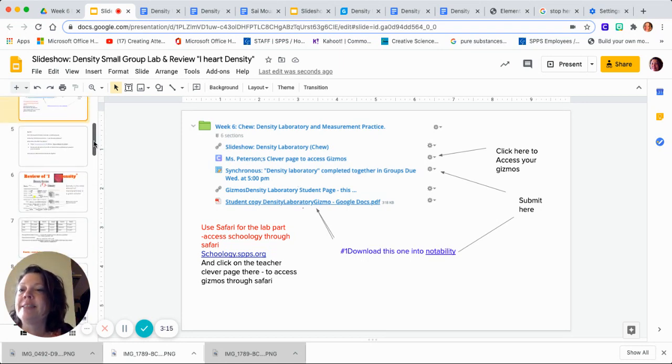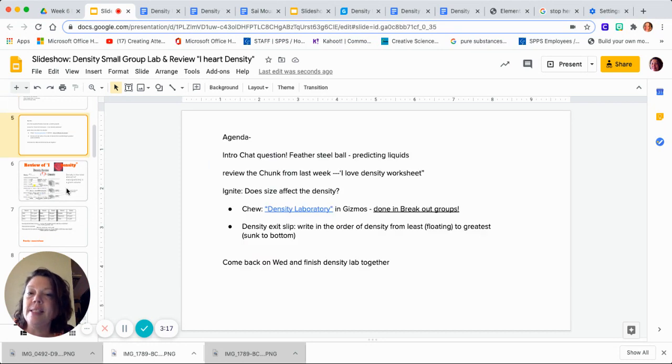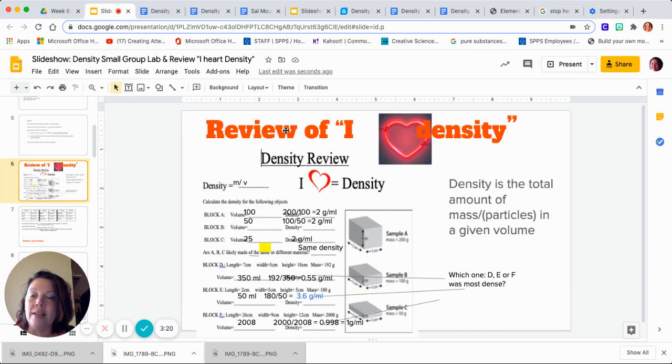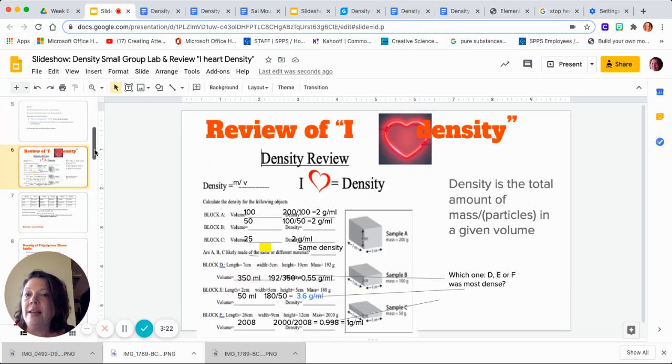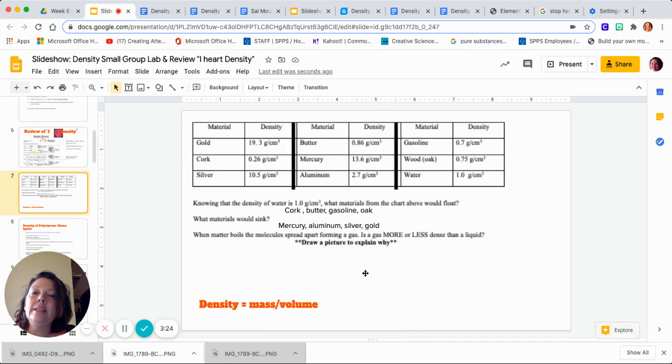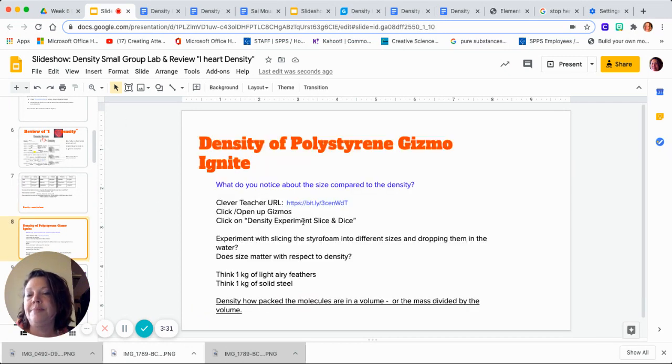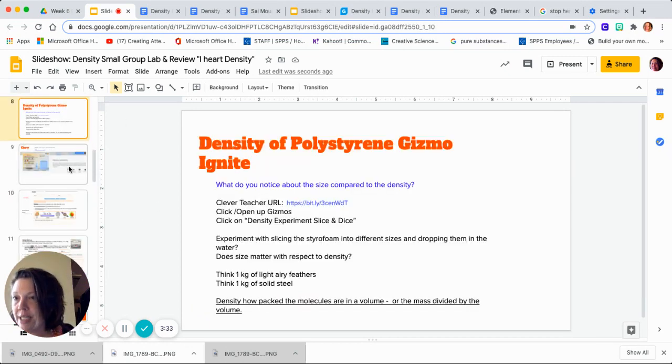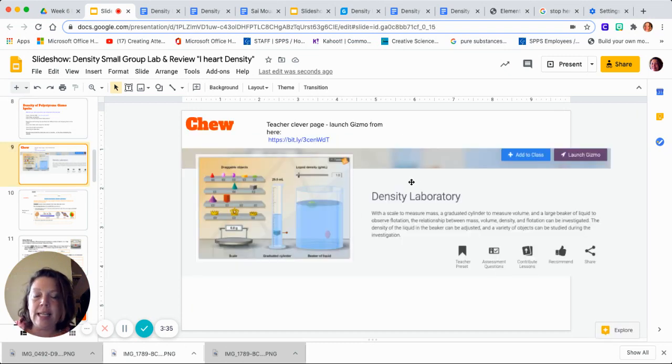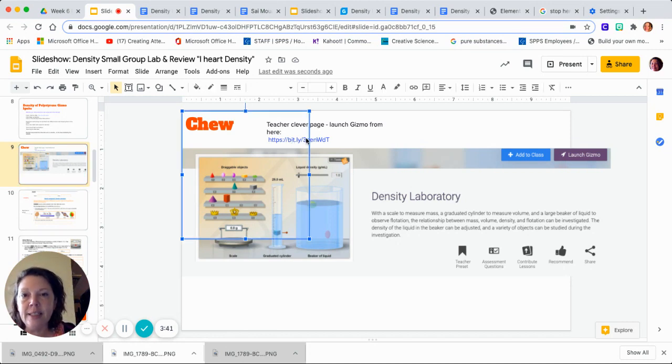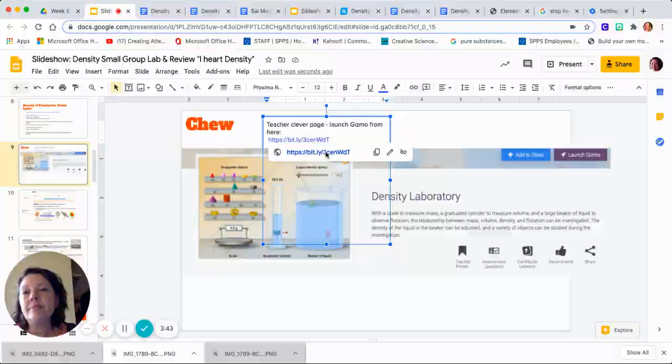So let's go to that. First, I wanted you to see that in the slideshow, we have already reviewed density. And here you would find a picture of a gas and a picture of a liquid, and then determine which one is more or less dense. I'm going to let you go through that by yourself so that I can go through the density laboratory. Okay, we're going to click into this bit.ly link here. And that brings you to My Teacher Clever page.